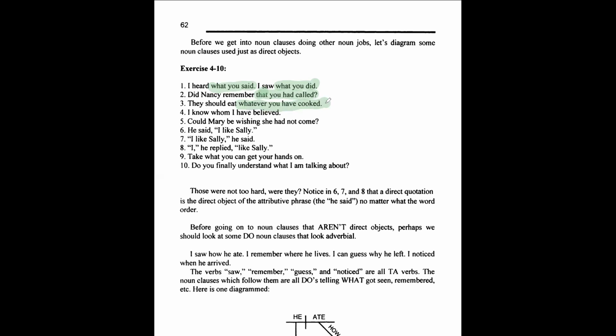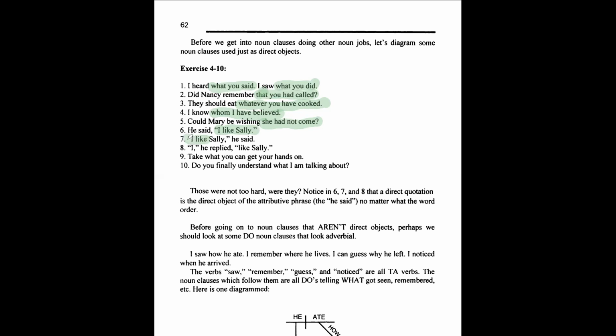I know whom I have believed. What do you know? I have believed whom? Whom I have believed. Could Mary be wishing she had not come? What is it that Mary could be wishing? It's that she had not come. That's our direct object. He said, I like Sally. So look, where's our direct object? What did he say? I like Sally. Okay. And so on. I like Sally, he said.